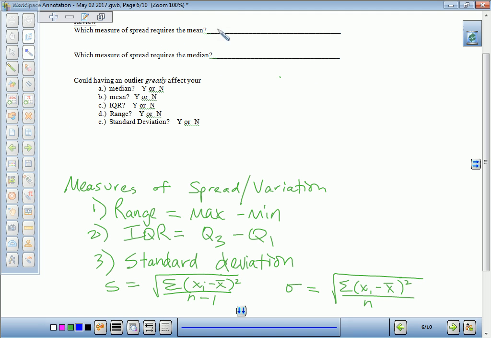All right, so which of those measures of spread requires the mean? The standard deviation. Which measures of spread require the median? Well, in effect, the IQR does. Because to determine Q3 and Q1, if we were doing this by hand and not using our technology, what do we find first? The median. So it would be the IQR, because in effect, we need the median to find Q1 and Q3.